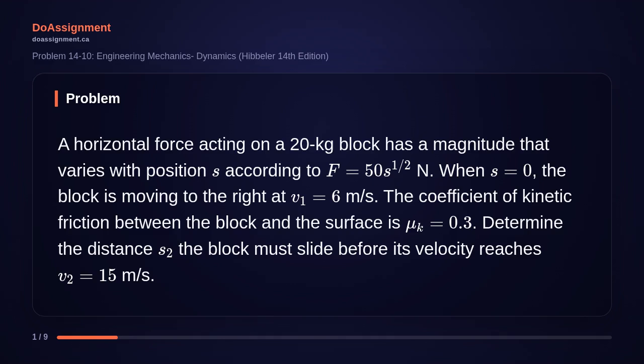A horizontal force acting on a 20-kilogram block has a magnitude that varies with position s according to F equals 50 times the square root of s in newtons. When s equals 0, the block is moving to the right at v sub 1 equals 6 meters per second. The coefficient of kinetic friction between the block and the surface is 0.3. Determine the distance s sub 2 the block must slide before its velocity reaches v sub 2 equals 15 meters per second. Now let's work through the solution step by step.